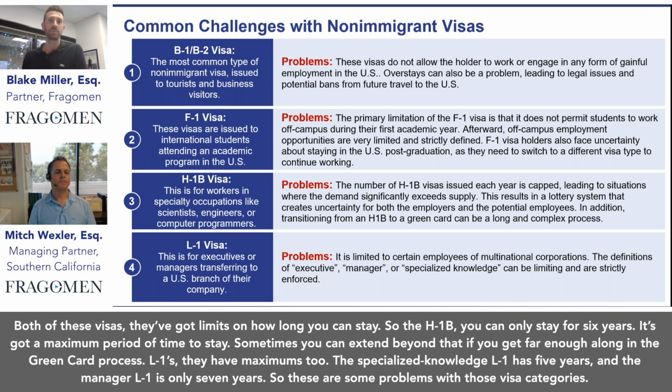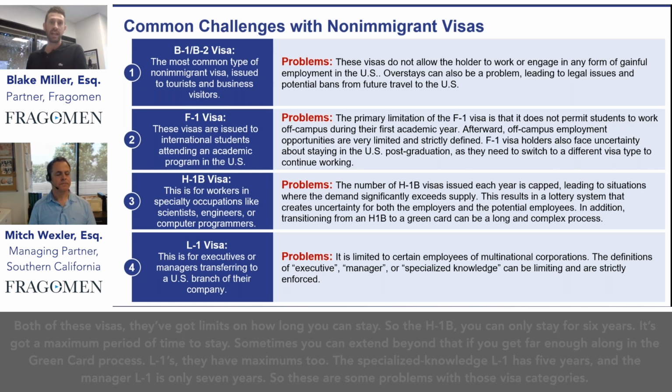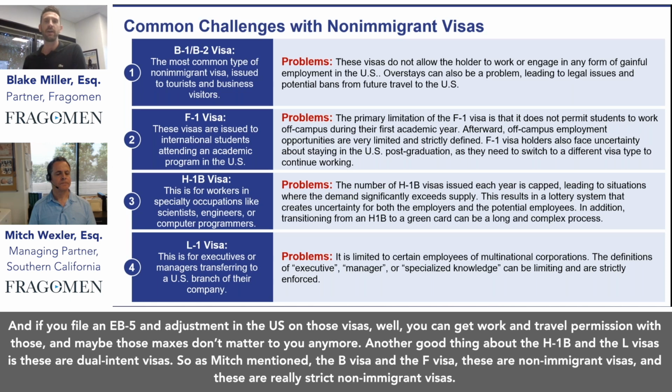So these are some problems with those visa categories. And if you file an EB-5 and adjustment in the U.S. on those visas, well, you know, you can get work and travel permission with those, and maybe those maxes don't matter to you anymore. Another good thing about the H-1B and the L visas is these are dual intent visas.